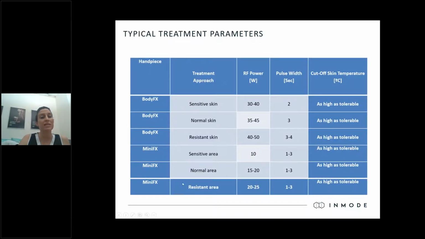Here is the set of recommendations. Again, not going to read through it. Temperature should be set as high as tolerable, in my opinion not higher than 42. And RF power, something between 35 to 40 is normally good enough for everybody. Of course, for Mini FX, you're going to have to use slightly lower parameters, as these are more sensitive areas, so be more careful with the settings.